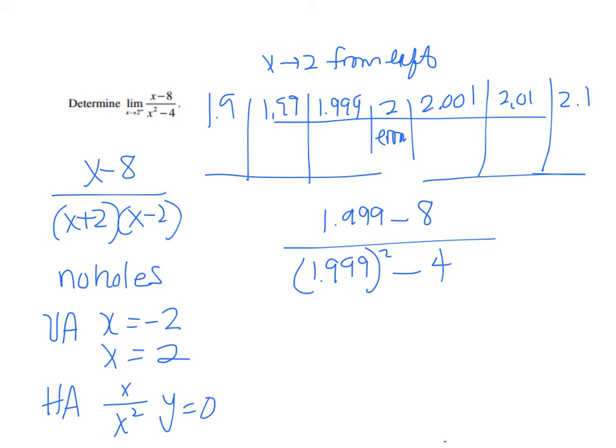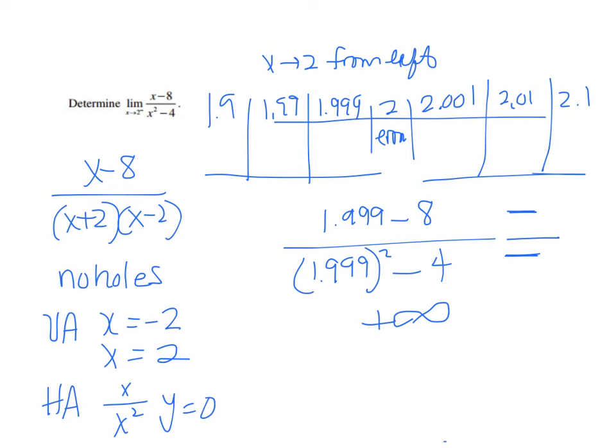But on the top, I would have -8 plus 2, which is a negative number. On the bottom, I would have 1.999, which is a little less than 2 squared, which is a little less than 4, which means that this will also be negative. Well, a negative over a negative is positive. Since my horizontal asymptote is at 0, I know it's going below the x-axis, and so that means that the limit as x approaches 2 from the left is going to be positive infinity.